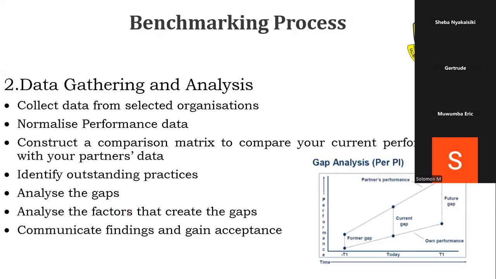Okay, let's continue. So the second stage is data gathering and analysis. So we begin the process of collecting data or observing. This can also be seen as observing from the selected organization or organizations to determine those particular processes, how are they doing them, what do they see as the desired output of these processes, how did they do it, and so on and so forth. So once data is collected, we begin to normalize it.